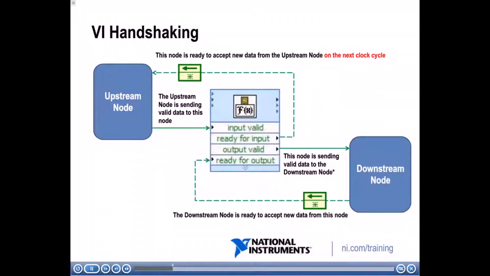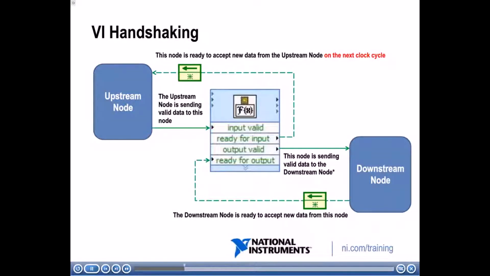So the first one, input valid. This is going to specify that the next data point has arrived for processing. And the next one we see there is the ready for input. This one is going to indicate whether the node can accept a new data point during the next clock cycle. Next we see the output valid. This one's going to indicate that the current data point produced by the node is valid and ready to be used by downstream nodes. And then lastly, we see the ready for output. This one is going to specify whether the downstream node can accept a new data point.